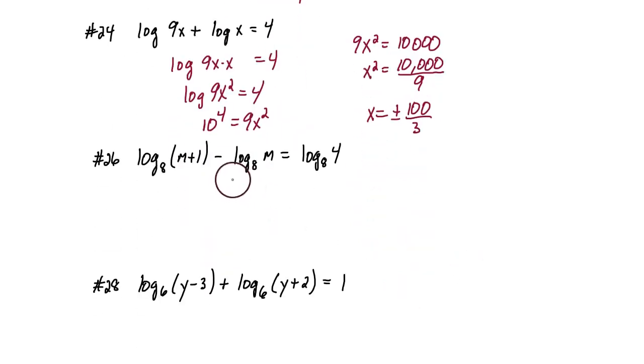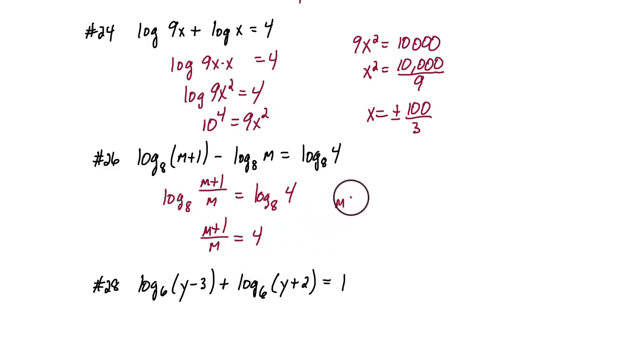Number 26, let's condense on the left side. A difference changes into division of the arguments. Now that we have the same style of logarithm on both sides, we can equate our arguments. And then solve this equation. First step, times the m to the right side. Then subtract m from both sides. And divide by 3.